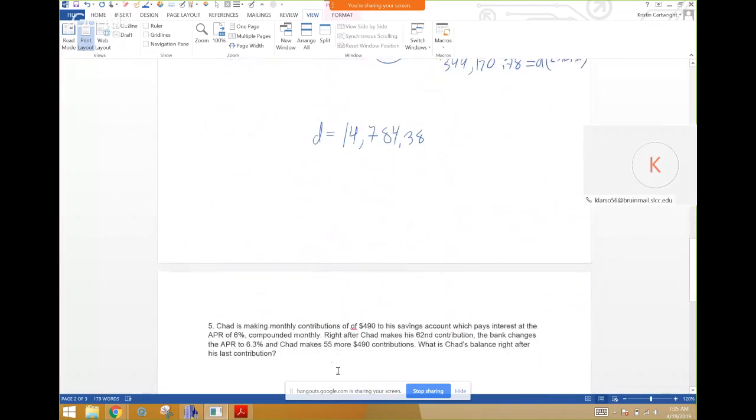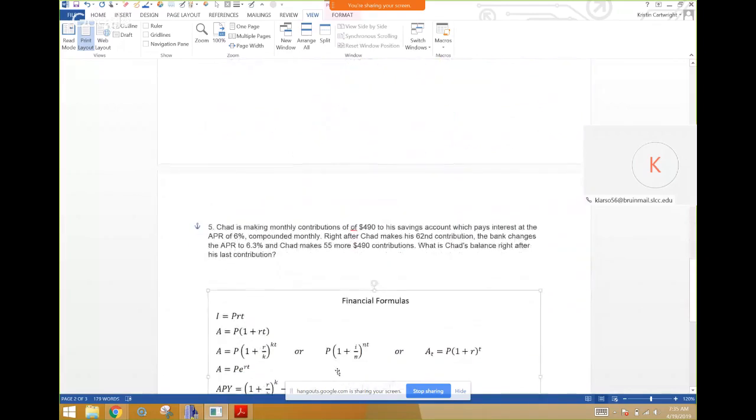Okay, and the last one, number 5. Chad's making monthly contributions of $490 to a savings account, which pays interest 6% compounded monthly. Right after Chad makes his 60th contribution, the bank changes the APR to 6.3%, and Chad makes 55 more contributions. What's Chad's balance right after his last contribution?